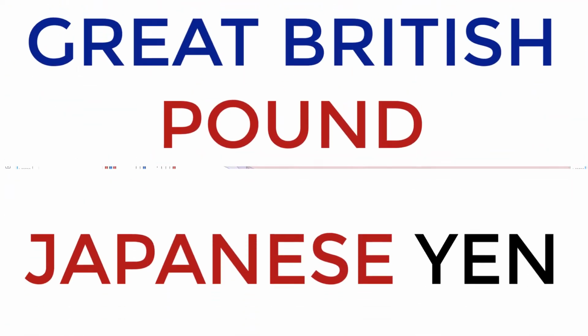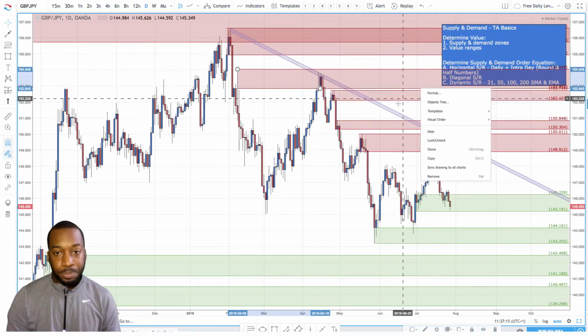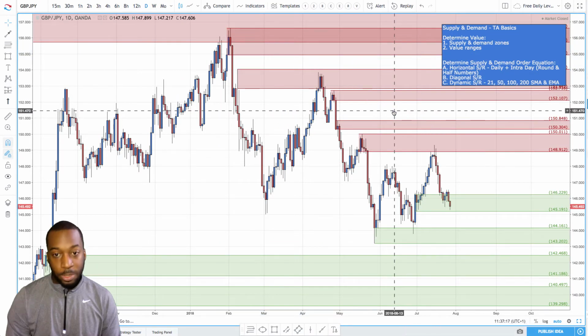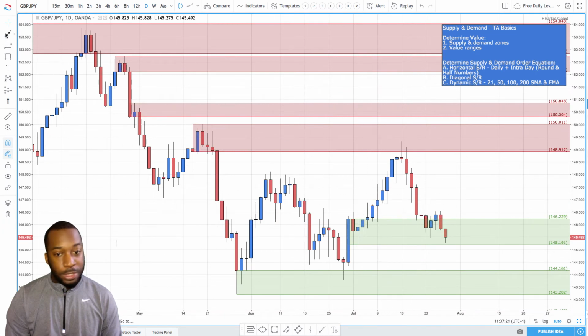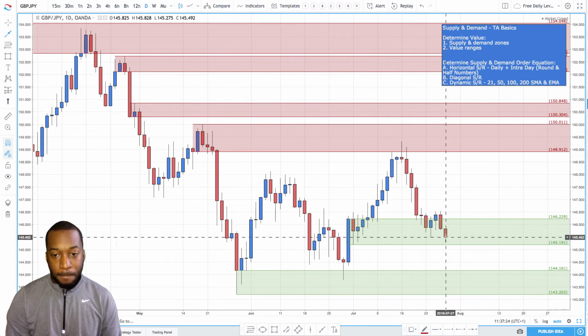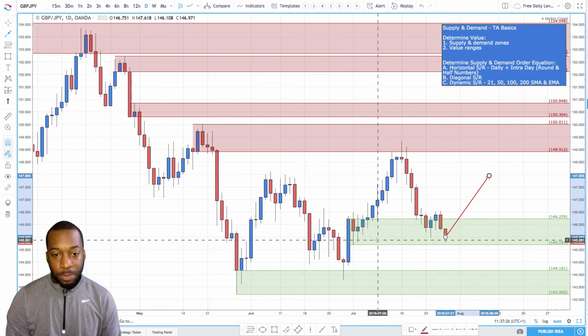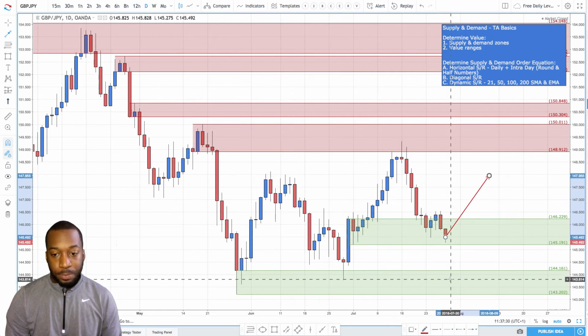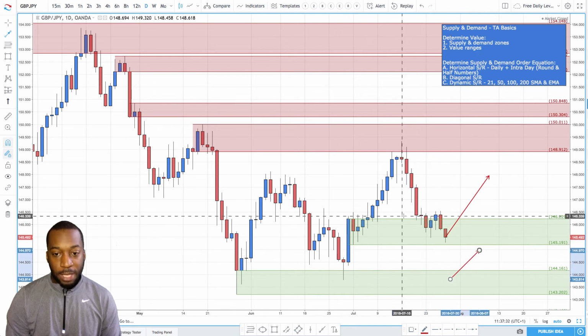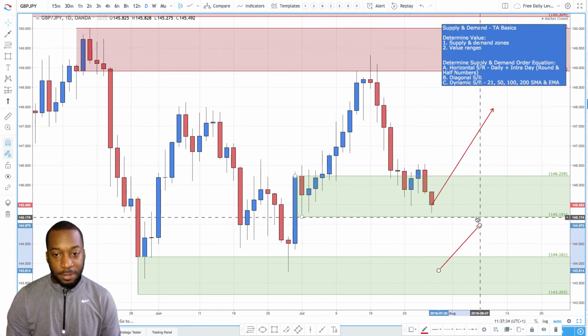So moving on to the pound yen. Let me start getting rid of some of these. Pound yen, again, we're into this demand zone right here, right? This could be potentially your buy if you're looking to buy the pound. And if not, you're looking to buy it probably down here from a supply perspective.